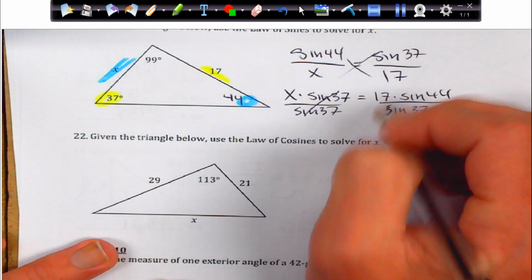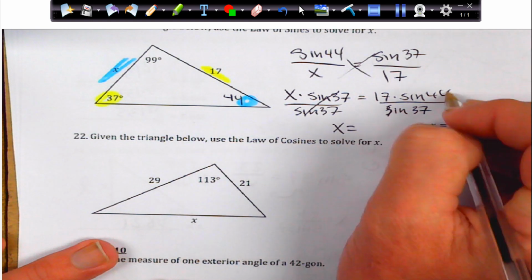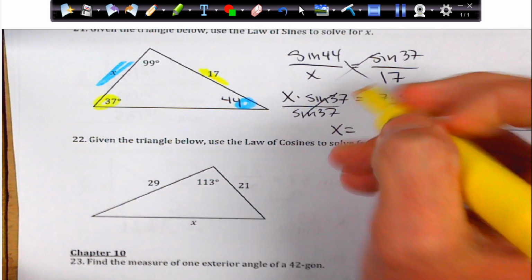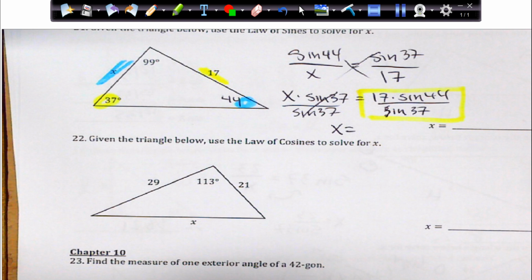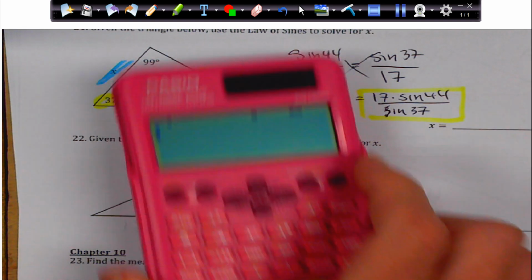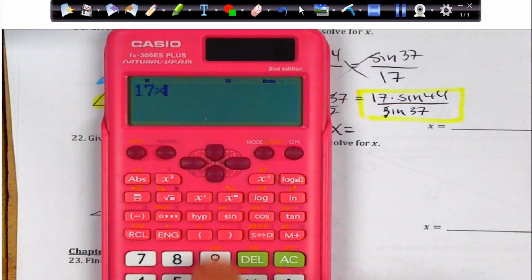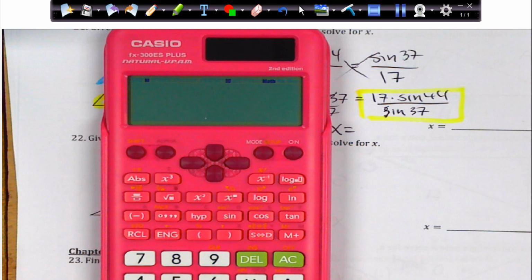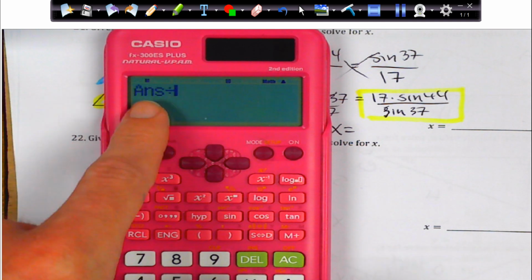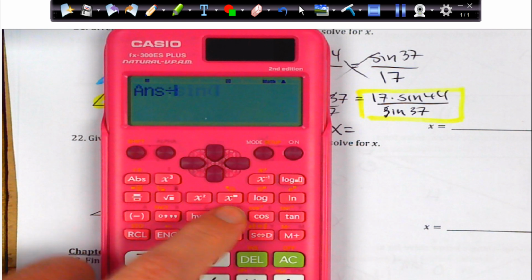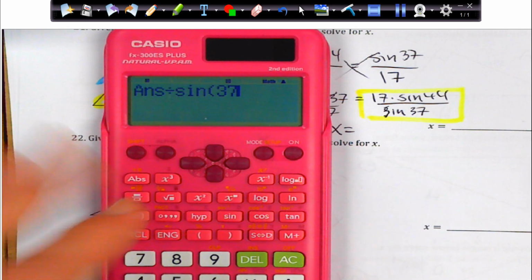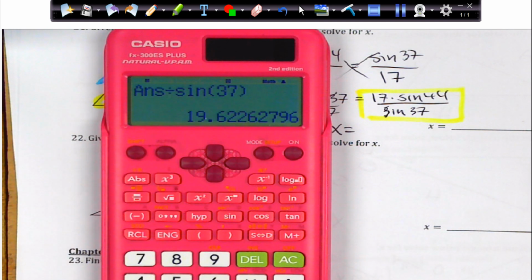And so basically this is what I need to set into my calculator right here. And so I like to evaluate the top first. 17 times sine 44. I hit enter, so that's the top piece. Then I hit divide, so I'll take that answer I just had, divide it by sine 37. I do this because in case you forget to close parentheses, it will save your booty. So 19.62.